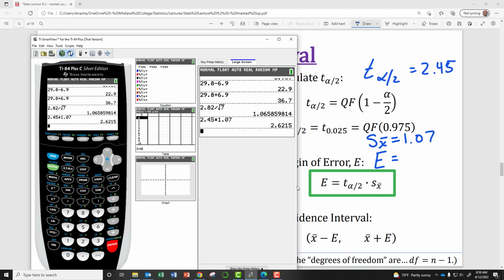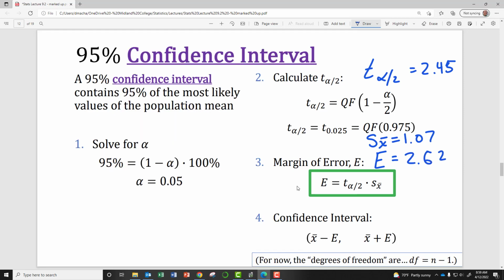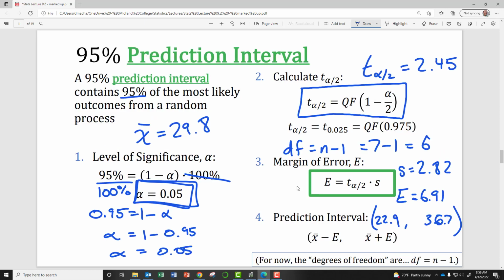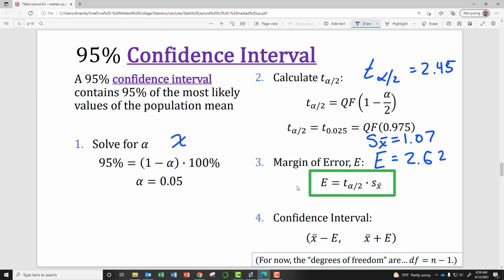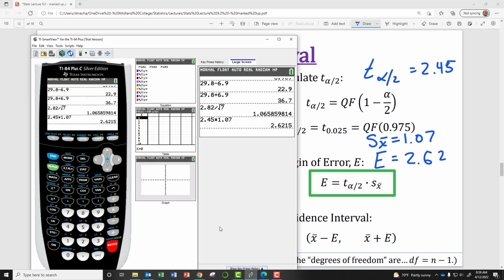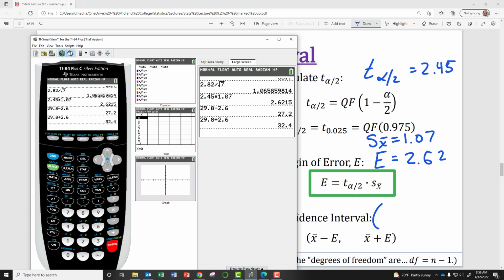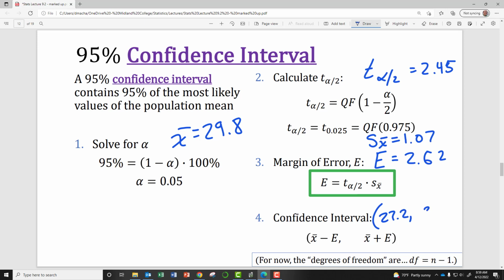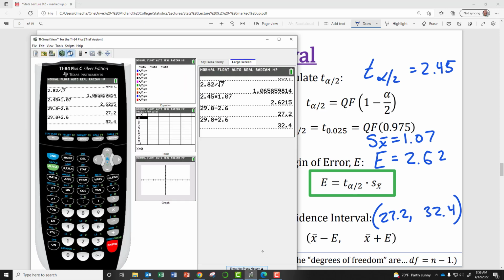So that will give me 2.62 for my margin of error. My confidence interval is going to be my sample mean, 29.8, minus my margin of error for the lower bound. So I might say, 29.8 minus 2.6. That's going to be my lower bound, 27.2, and then my upper bound should be that sample mean plus my margin of error. So my upper bound should be 32.4. 27.2, 32.4 for my lower bound and my upper bound.